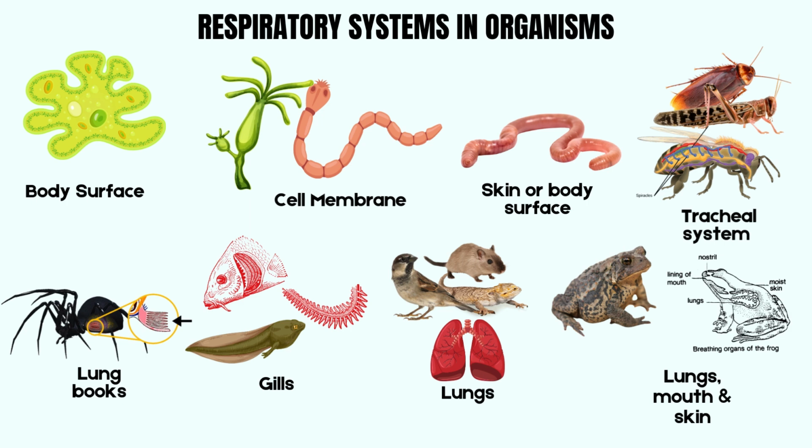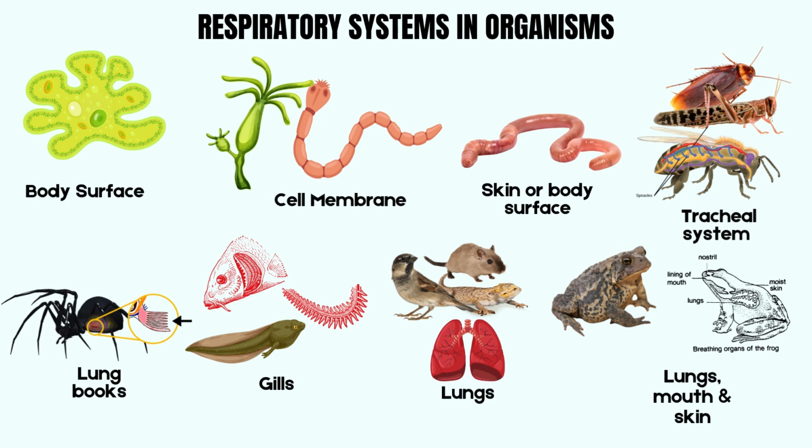Arachnids like spiders and scorpions make use of long beaks to carry out gaseous exchange. Tadpoles also use gills to carry out gaseous exchange. Reptiles like lizards use lungs. Amphibians like toad and frog have 3 mediums of gaseous exchange, which include the mouth, the skin, and the lungs. Both mammals and birds make use of lungs as the main organ of gaseous exchange.